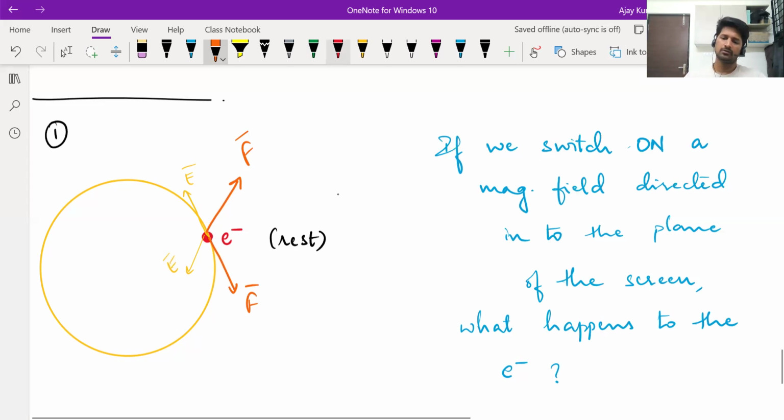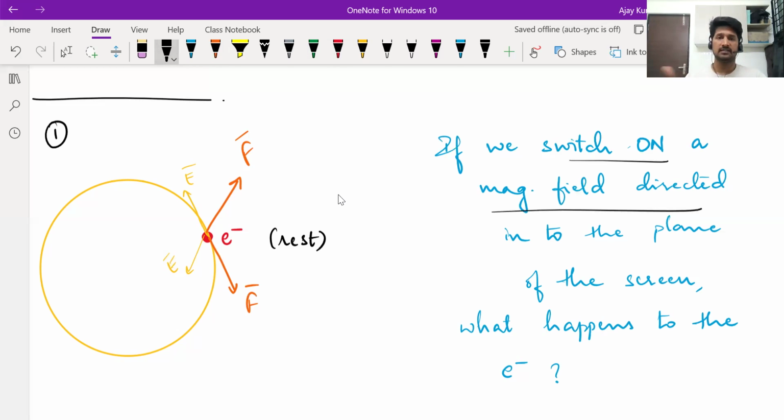Why? Because we suddenly switch on a magnetic field. It means we are changing the magnetic flux. So automatically an induced electric field will get produced, and that will exert a force on the electron.